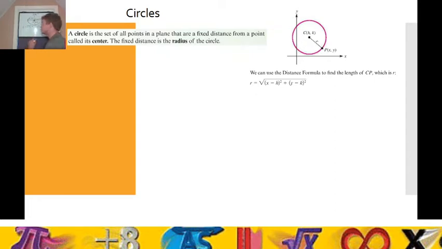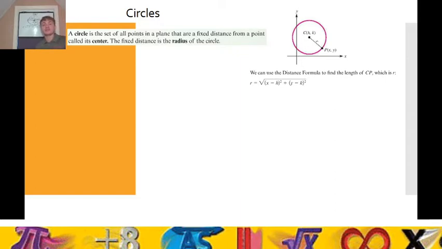So there, instead of x1 minus x2, we are going to say x minus h, where again, h is the x coordinate of the center, x is the x coordinate for any of the infinite points that lie on the graph of the circle. For the y coordinates, we will write y minus k, where the k represents the y coordinate for the center of our circle, and the y variable represents the y coordinate for any of the infinite ordered pairs that make up the graph of our circle. So this comes directly from our distance formula.